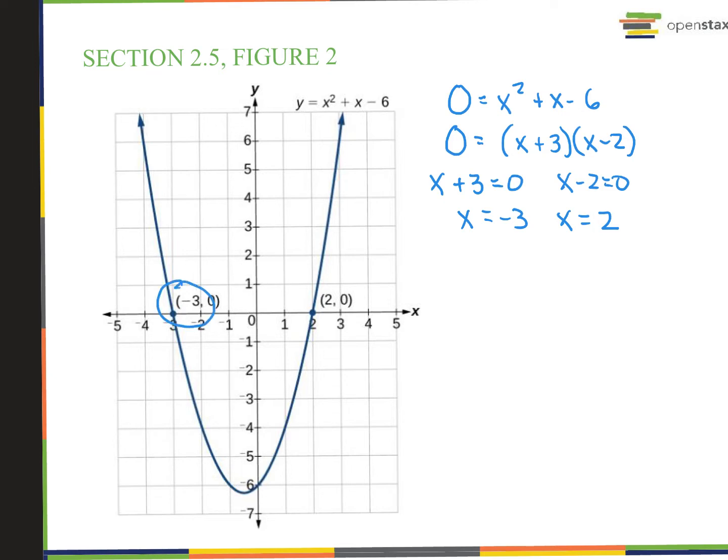Notice this is where our parabola is intersecting with the x-axis. So in other words, if we needed to list our x-intercepts, we would list those as actual coordinate points like so. So notice by factoring we can sometimes solve where our quadratic is equal to 0.